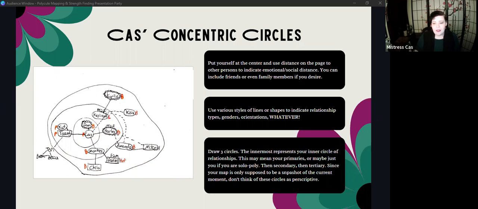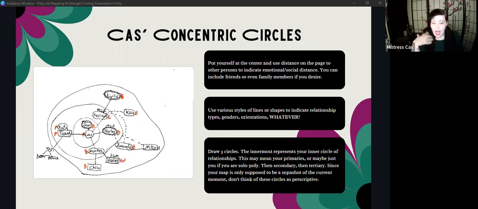Use various styles of lines and shapes to indicate relationship types, genders, orientations, whatever you want to notate on this. I use different markings around someone's name to indicate gender. I use different little symbols to indicate orientation. The dashed line for me is usually a casual or informal relationship, and the solid line is a formal relationship.